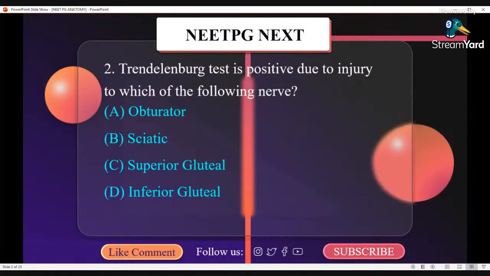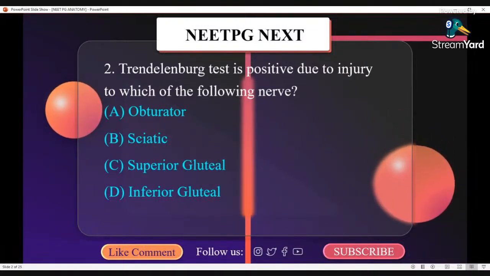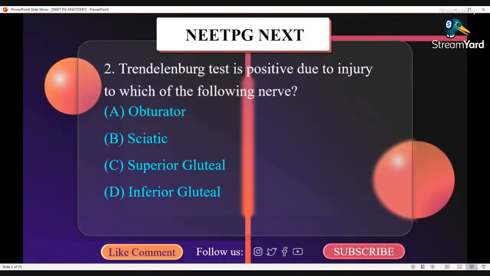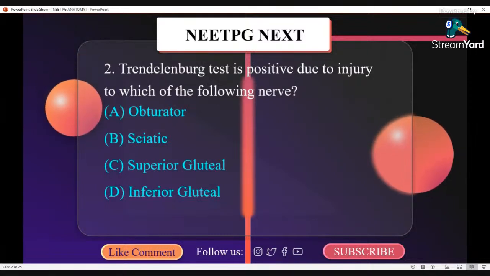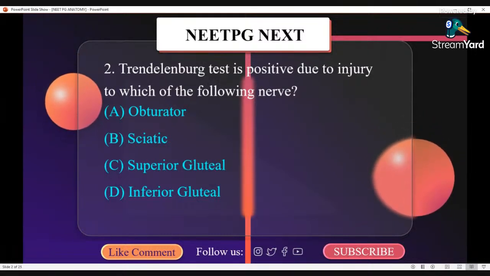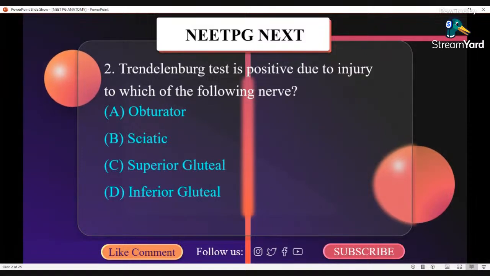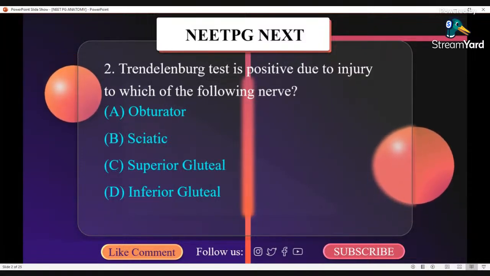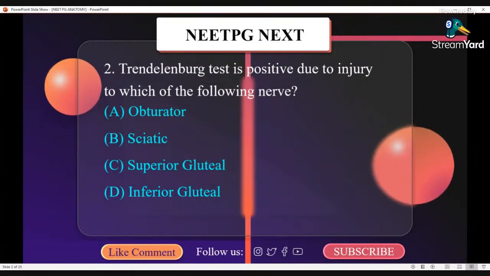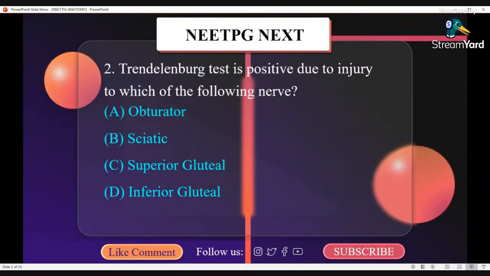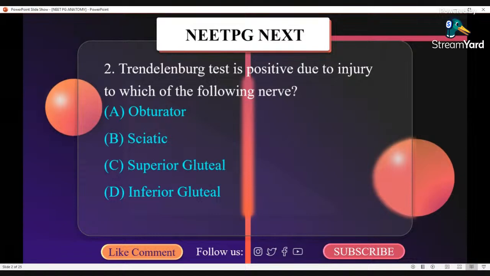Trendelenburg test is positive due to injury to which of the following nerves? A. Obturator. B. Sciatic. C. Superior gluteal. D. Inferior gluteal. The correct option here is C, superior gluteal. Positive Trendelenburg is relatively non-specific and may indicate pain.